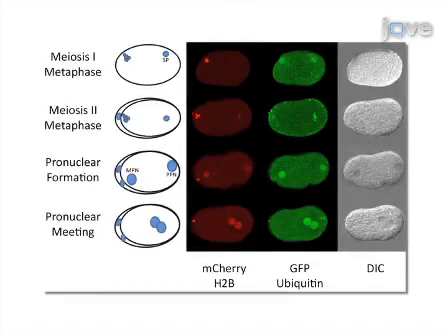This embryo expresses both mCherry histone 2B and GFP ubiquitin tagged proteins. The maternal and paternal DNA is visible via the mCherry H2B and thus shows the stages of early development.